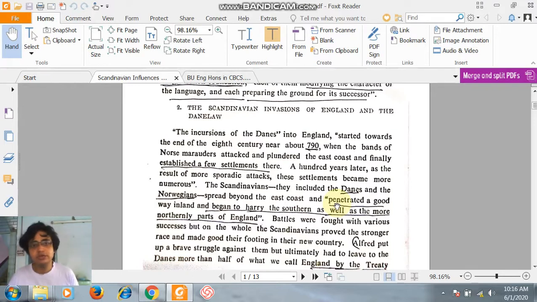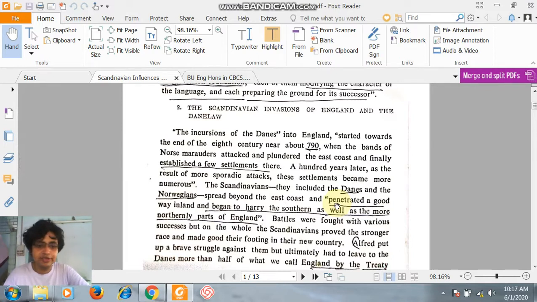As I have said, the Danes started entering England in the middle and the end of the 8th century, near about 790. And when the bands of Norse marauders attacked and plundered the east coast and finally established a few settlements there. So they were basically Vikings in nature. They were pirates. They were marauders. They basically plundered the land. They destroyed, seized territory, were bandits, and created a few settlements.